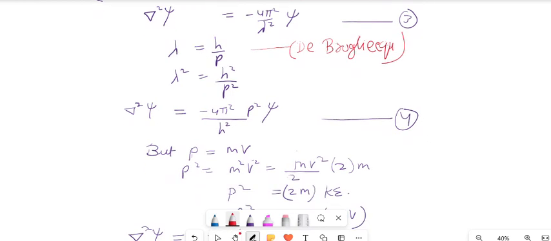Now we have to replace p in terms of kinetic energy. Let us see what p is. P is mass into velocity, and p square is m square v square. To convert it in terms of kinetic energy, we write it as half mv square into m and into 2. If we solve this, we get m square v square. Then we replace half mv square by kinetic energy, and we get p square is equal to 2m into kinetic energy.